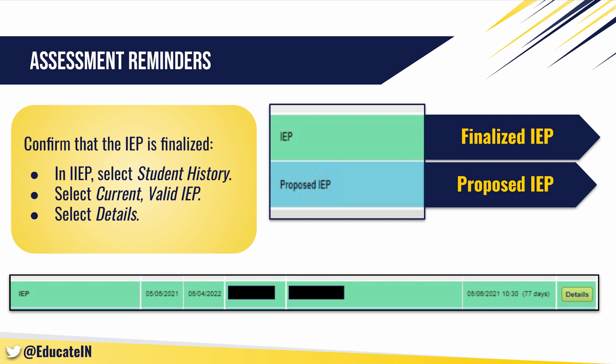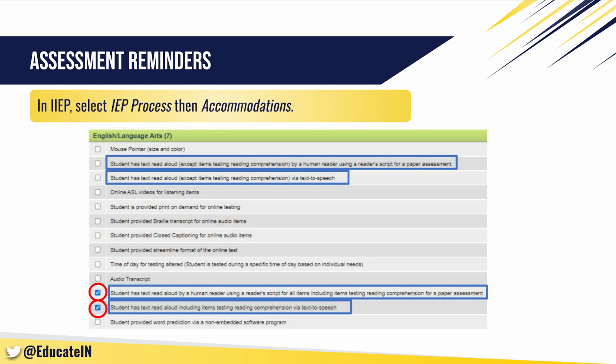For the current valid IEP, click the Details button. There is a nightly data exchange to the testing vendor, so in most cases, the student will be able to test on the day following the data submission if a change was submitted before 3:30 p.m. Eastern Time. In Indiana IEP, select IEP Process, then Accommodations to view a list of available accommodations for each applicable subject.